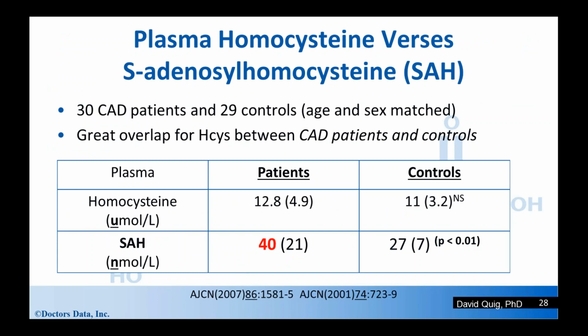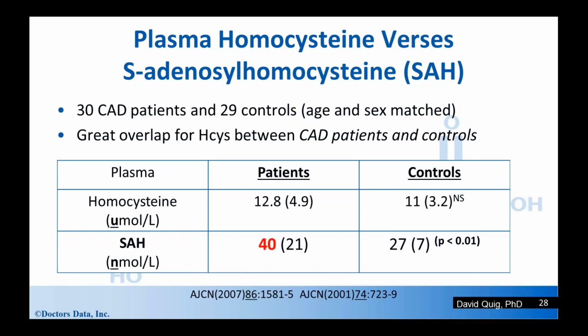Now, a more realistic study indicates, or at least suggested back in 2001, that S-adenosylhomocysteine may be a more clinically sensitive and specific risk factor as compared to homocysteine. And this was derived from a study of 30 coronary artery disease patients versus 29 controls, and they were matched for age and sex. And as you can see, there was a great overlap for homocysteine between the coronary artery disease patients and controls, 12.8 and 11, not statistically significant. However, despite being 1,000 times lower in plasma, there was a very significant difference with increased levels of SAH for the patients compared to the controls. So this was a very preliminary study back in 2001, and it really caught my attention.